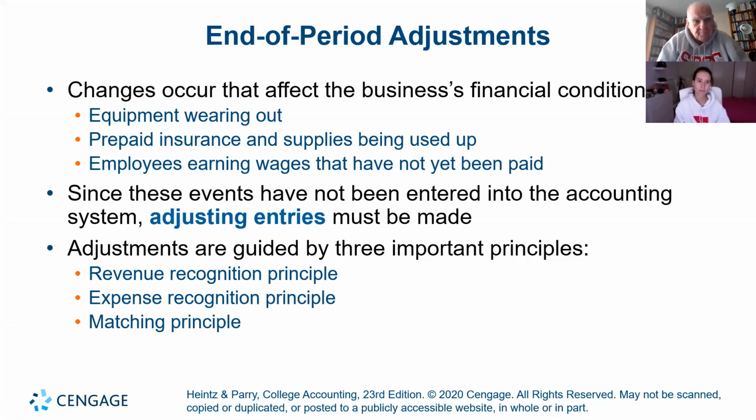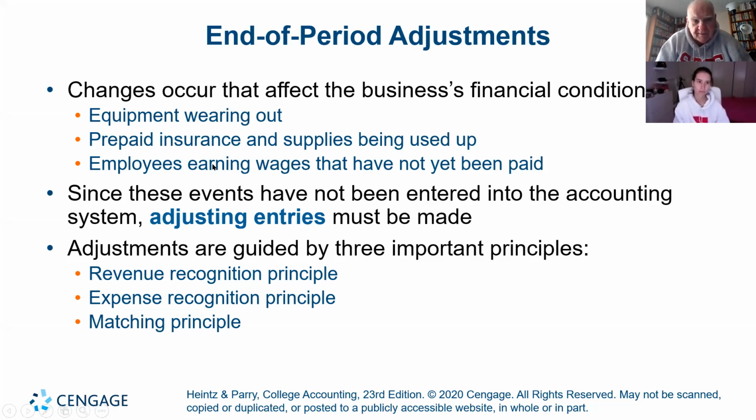For example, we have equipment wearing out. That is depreciation expense. And we've seen depreciation expense, right? A debit to depreciation expense and a credit to accumulated depreciation.